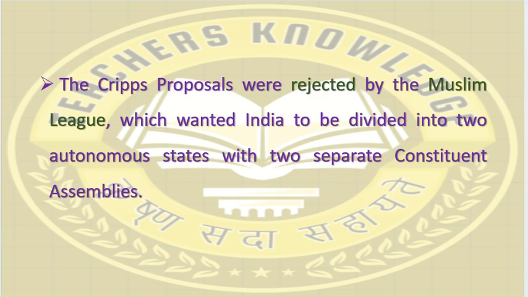But the Cripps proposals were rejected by the Muslim League. Why? Because the Muslim League wanted another country, Pakistan. The Muslim League favored the division of the country into two separate parts, Bharat and Pakistan, and required two separate constituent assemblies, one for Bharat and another for Pakistan.